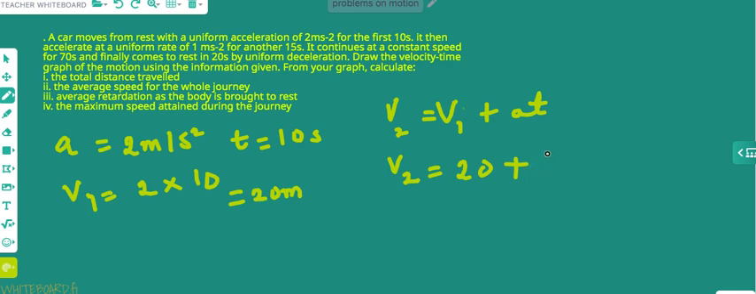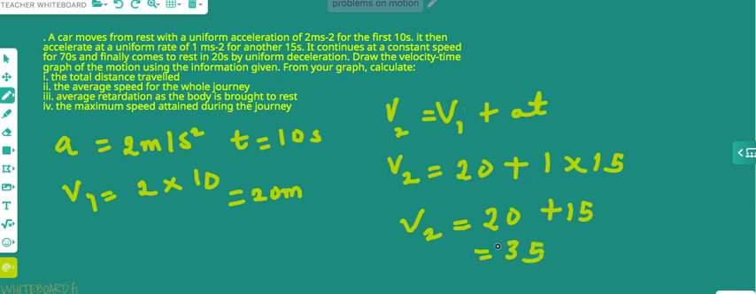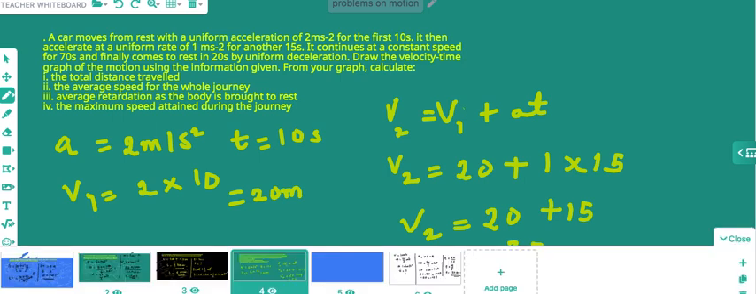Okay, a is now 1 multiplied by t, for how many seconds? For 15 seconds, so times 15, so t2 is 15. So v2 equals 20 plus 15, and that will give us 35. So we have v1 as 20, we have v2 as 35. Okay, so it's continuing at a constant speed. Now they ask you to draw the velocity time graph for this motion.